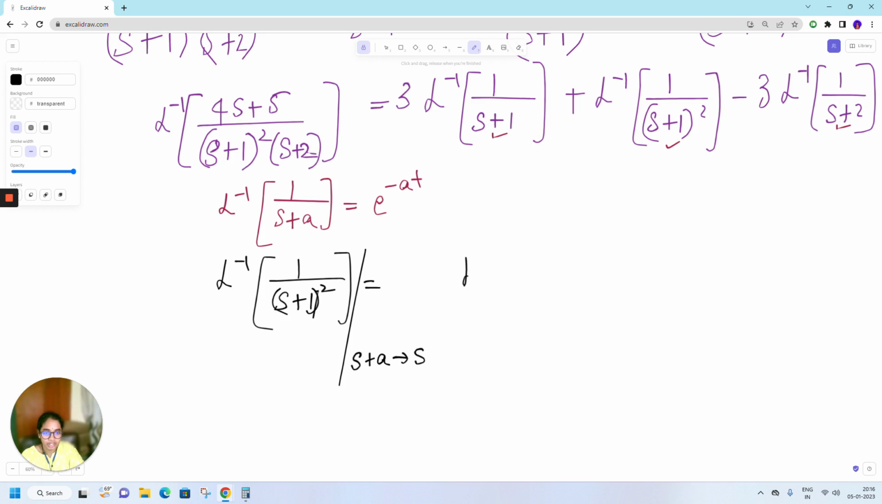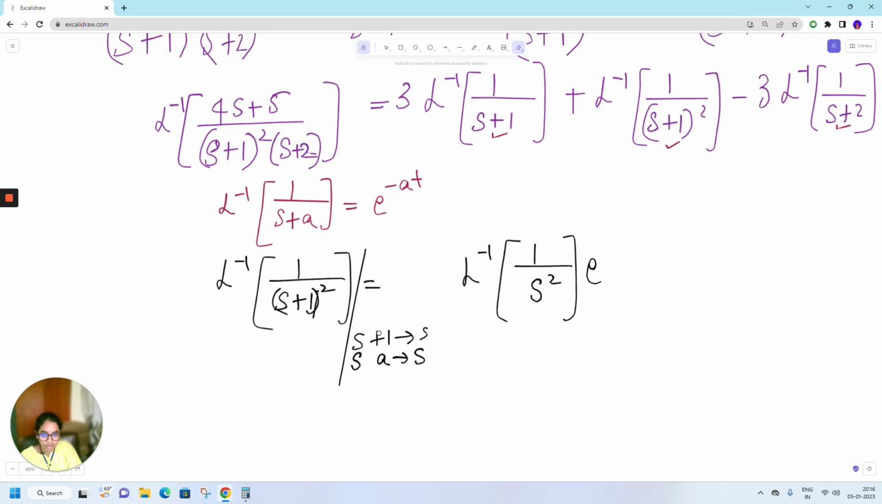So I would get Laplace inverse of 1 divided by s square into e power, see, s plus 1 with s, right? Okay, this is s minus a with s. So in place of a, what do I have? I have minus t. What was the next step? Applying Laplace inverse for this f of s, right? What is Laplace inverse of f of s?